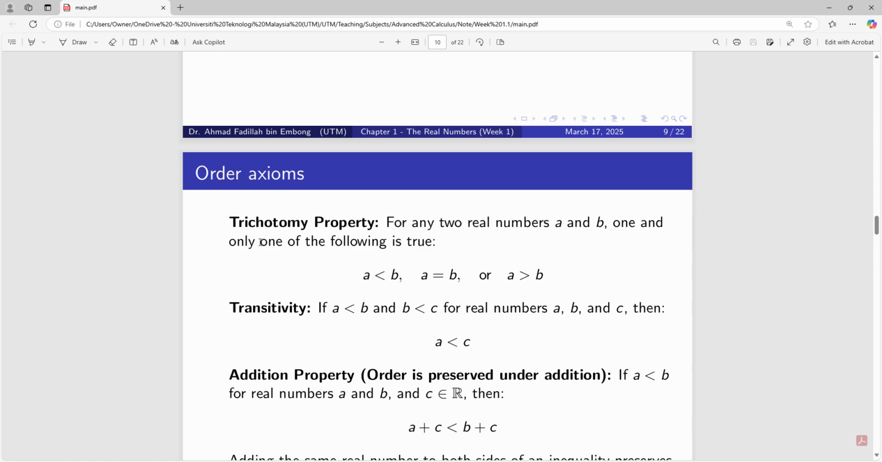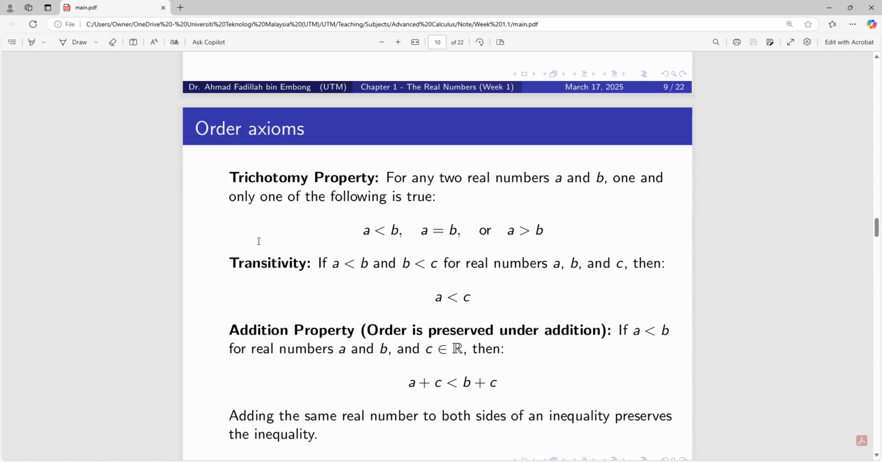Okay, so first one, we have the trichotomy properties. This property says that for any real numbers, they are going to satisfy exactly one of the following properties, which is either A less than B, A equal to B, or A more than B. So this is called the trichotomy properties.